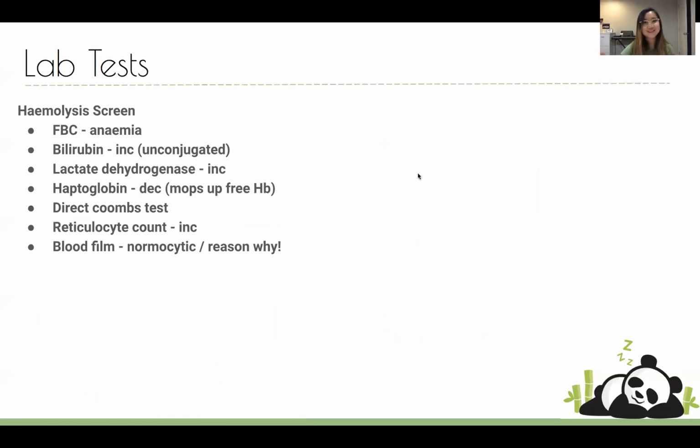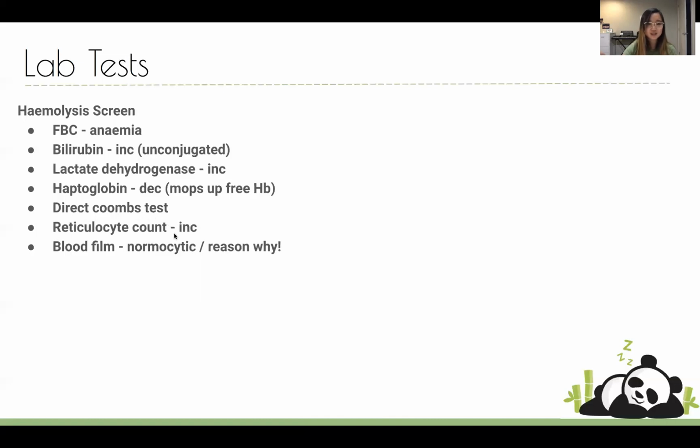The dog's here. This is your hemolysis screen. So you can do an FBE, it'll show anemia. You can do a bilirubin, which will increase due to your heme. Your lactate dehydrogenase will increase as well. Your haptoglobin decreases because it's something that usually mops up free hemoglobin, and you don't have that much free hemoglobin. And then your direct Coombs test will be positive.